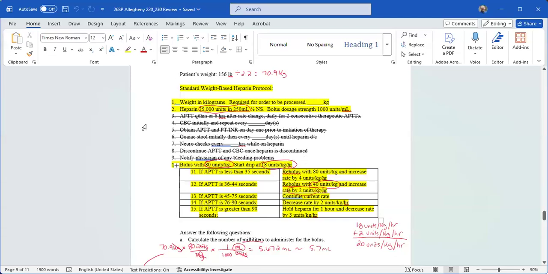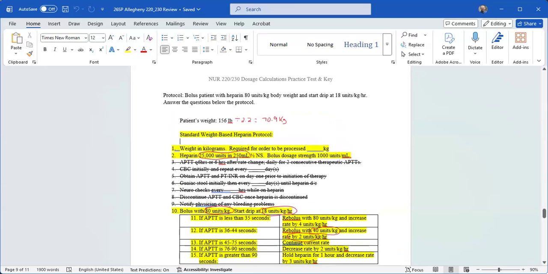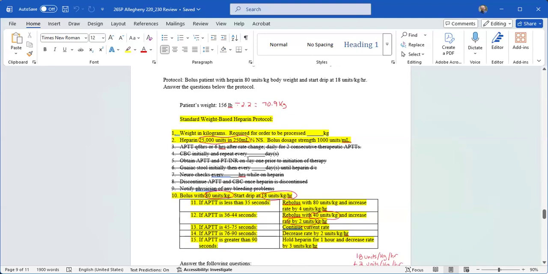You should see the heparin protocol, and it has a whole bunch of stuff written here that can be a little bit overwhelming and daunting until I explain a couple of things. First of all, everything that you're seeing here that's numbered, like 1 through 15, is what's posted on the wall, saying we follow this protocol. There's a couple blanks in here. You do not need to answer the blanks. In fact, the question itself tells you to answer the questions below the protocol.